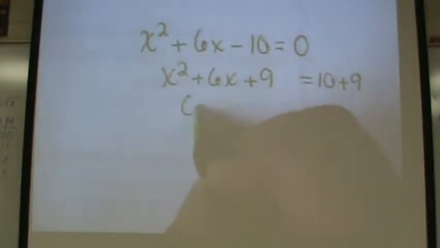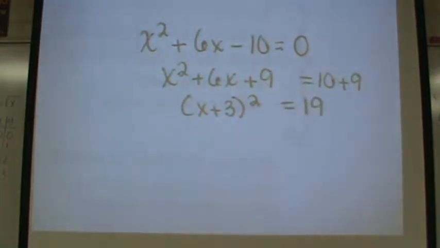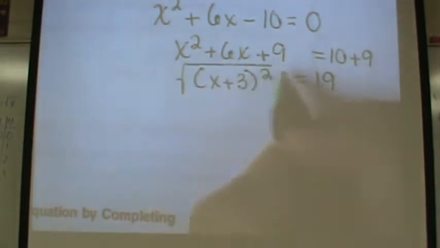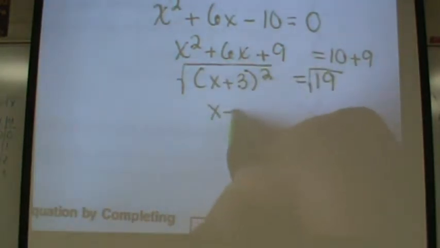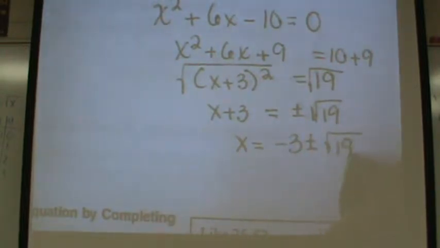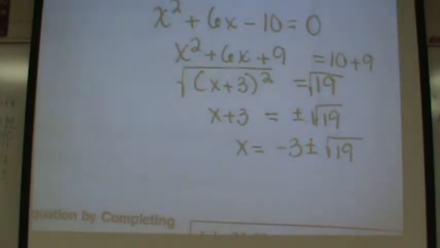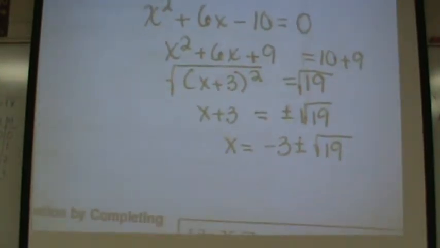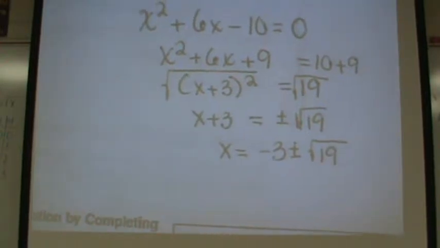Now factor this. This is x plus 3 squared equals 19. Now do what? Square root of both sides. Plus or minus root 19. And then subtract 3. That's your answer. So do you recall doing these problems? Okay, good.